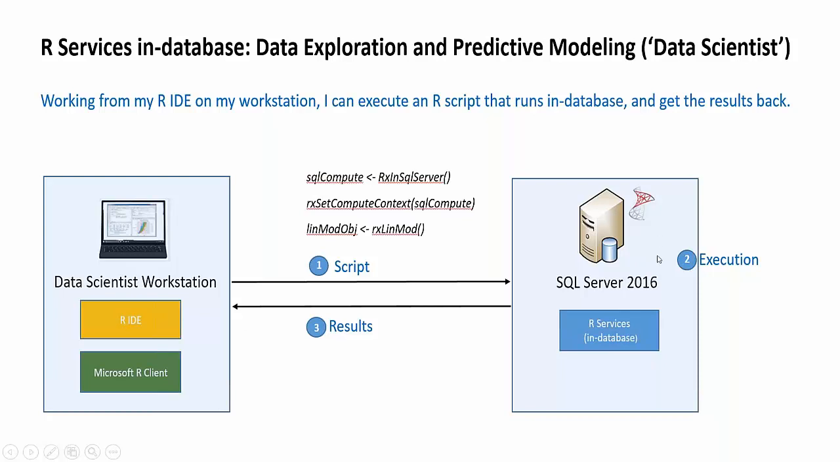So here the main pieces are that there is a SQL Server with R Services enabled on the server, and then on your data scientist workstation, they can be in their R IDE. It could be RStudio. It can be R Tools for Visual Studio. It could be your R GUI, anything, right? And then you need the Microsoft R Client. Again, this is a free version of the client which we provide. So using that, you can actually do this SQL compute context.